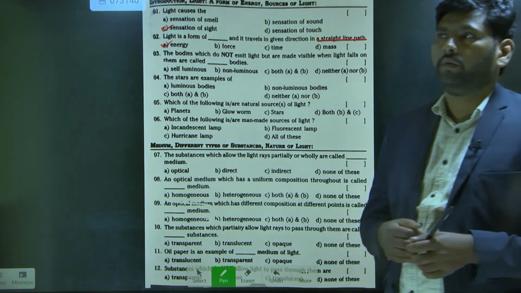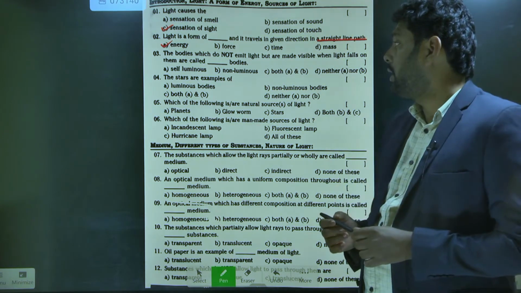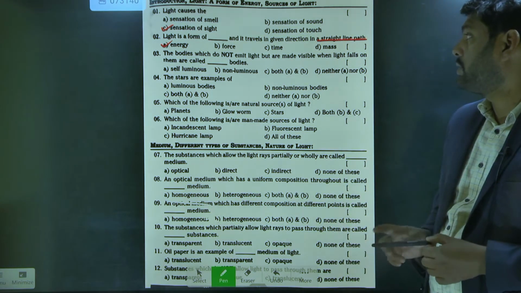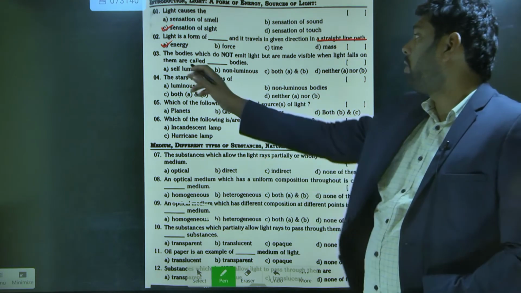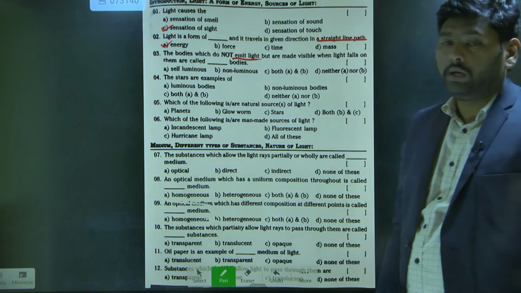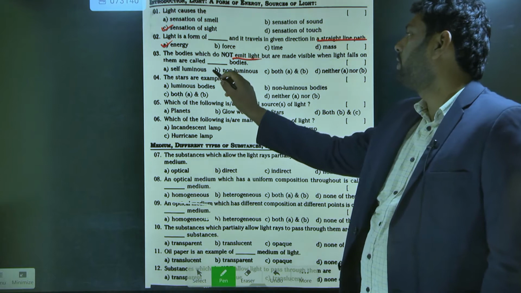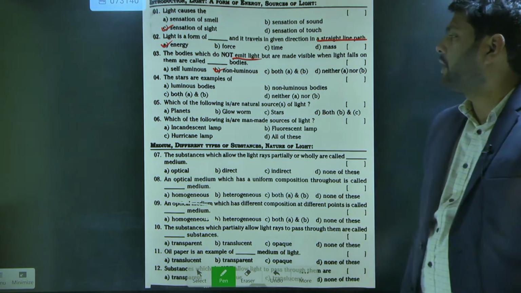so we consider those as a source of light. Here the bodies which do not emit light are not luminous bodies. So finally, we can conclude that non-luminous body is our answer. Very good.